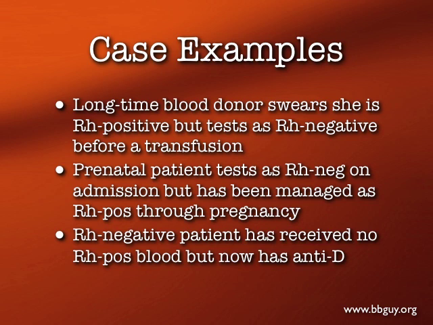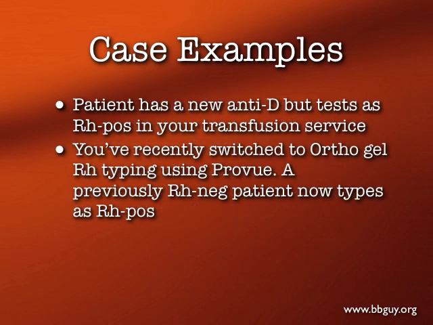Well, where do you see these in real life? Here are just a couple of examples that I want to run by you. A longtime blood donor who swears that she's Rh positive. She's been Rh positive for years as a blood donor. All of a sudden, she comes in for a transfusion and she's testing as D negative. How can that happen? Second, a prenatal patient who was Rh negative when she's admitted to the hospital, but all through her pregnancy has been managed as being Rh positive. Again, D variants are one possible explanation for how that particular interaction could occur. Then an Rh negative patient who's received no Rh positive blood but now has an anti-D. Oops. Or the opposite: a patient has a new anti-D but is Rh positive in your transfusion service.